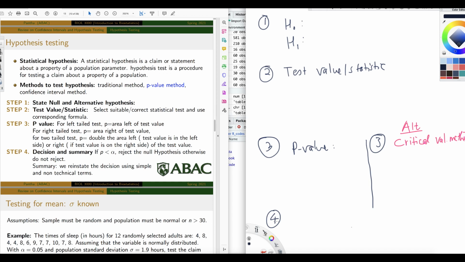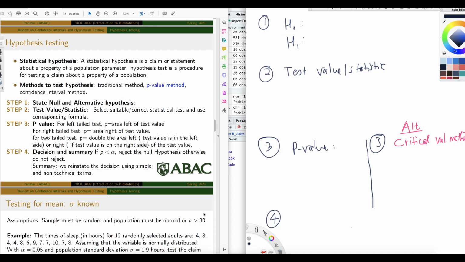Then we write down the summary based on whether we reject or do not reject. Usually we use the wording that we either reject the null hypothesis or we do not reject the null hypothesis; we do not say accept. That's the wording we use. That is step 4, and step 5 is the summary. You can combine step 5 into step 4.